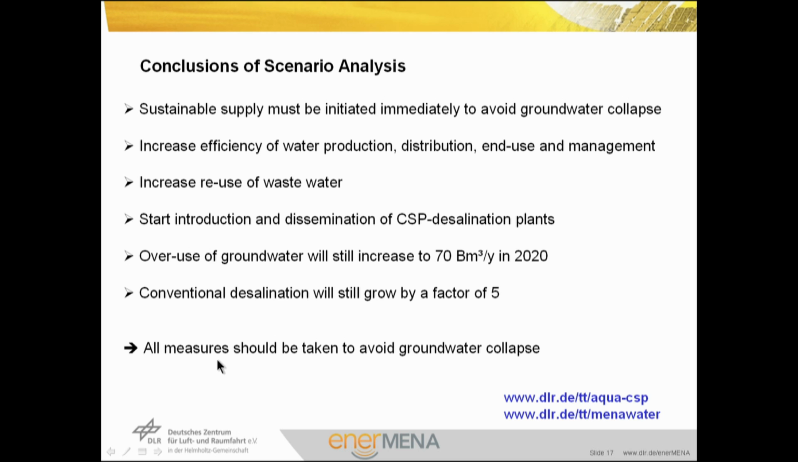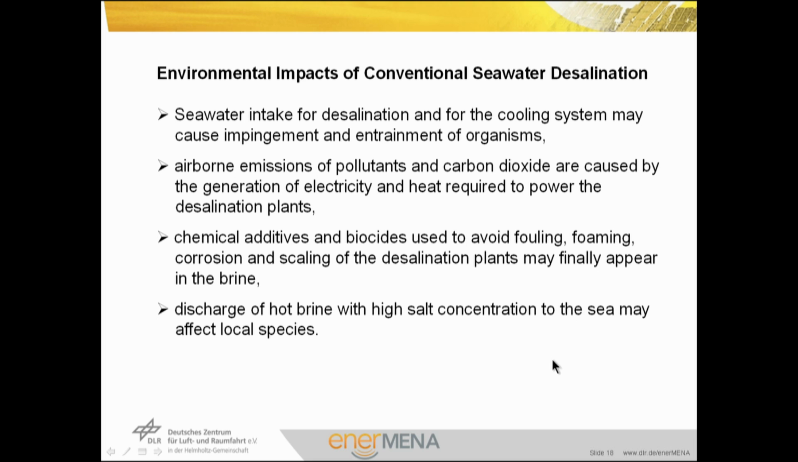This means all measures that are mentioned here should be taken in parallel to avoid groundwater collapse, which is the first priority of such a strategy. Environmental impacts of conventional seawater desalination are considerable. For example, we have seawater intake for desalination and for the cooling system, which may cause impingement and entrainment of organisms at the water intake.